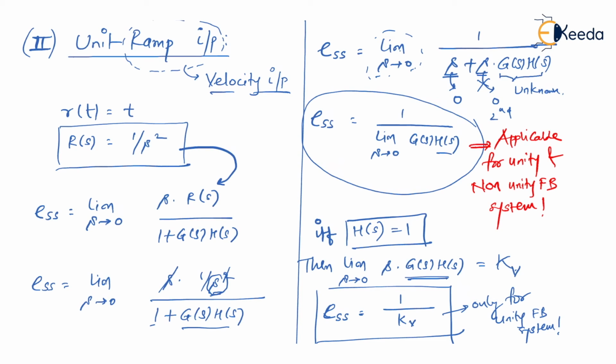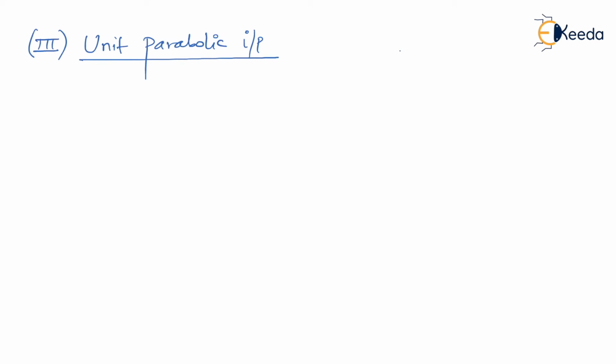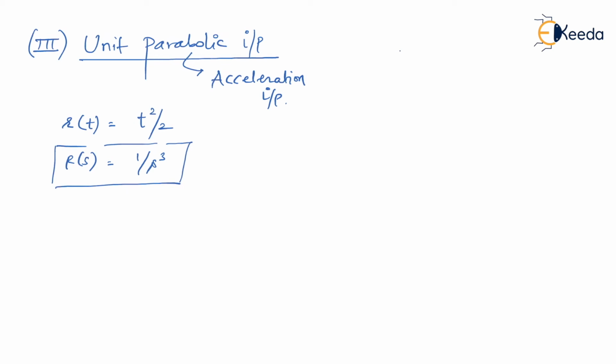Let us go for the last input, which is nothing but a unit parabolic input. This parabolic input is also known as an acceleration input. Am I right? Fine. Now, let us proceed. For a parabolic input, r of t is t square by 2. So, respective r of s is simply 1 upon s cube. Please don't forget this r of s for a parabolic input.